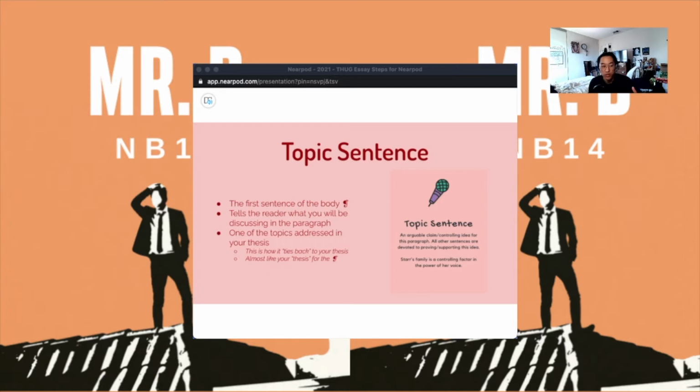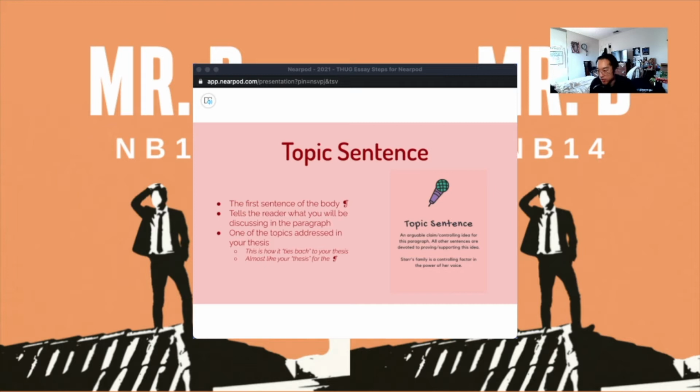So this is how your topic sentence will end up tying back to the thesis statement that you wrote at the beginning. And in a sense, the topic sentence itself is like a thesis statement for this paragraph. It is also an arguable claim, a controlling idea for this paragraph. And just like the thesis, all of your evidence, your analysis, anything that you're including in this body paragraph supports what this topic sentence is addressing.